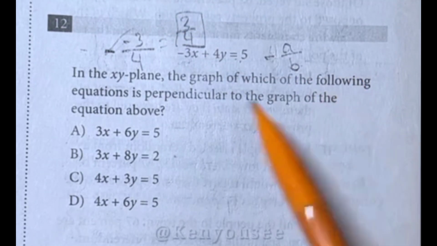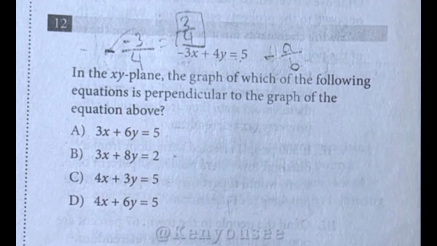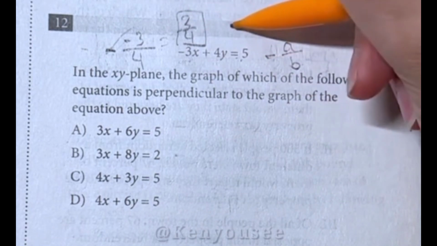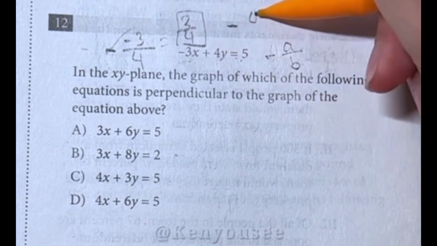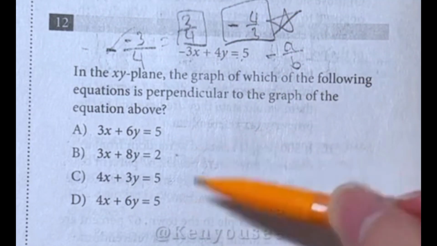And then the question is asking for an equation that is perpendicular, and for the slope to be perpendicular, it's going to have to be the negative reciprocal. So we're going to have to look for the slope that is negative, and the reciprocal of that is just 4/3. That's our goal slope that we're trying to find out of these answer choices.